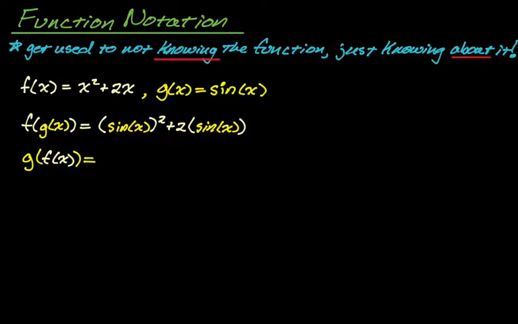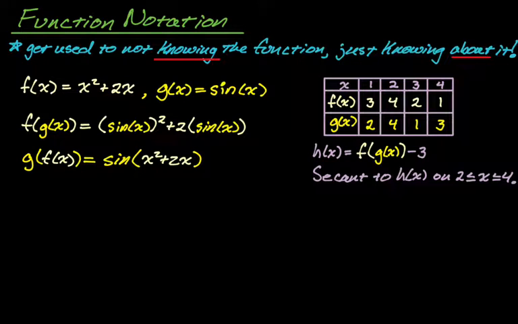If we had to find g of f of x, it's every x in g becomes whatever f of x is, which is x squared plus 2x. So that would be sine of x squared plus 2x. All right, that's a thing that's a little less common. Now this next problem is what I really think of.